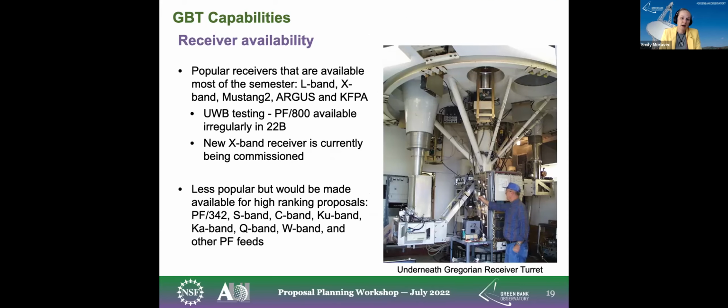So as I was mentioning, there is only a certain number of receivers on the telescope at a time. Most of the most popular receivers are available most of the time. So that's L band, X band, Mustang 2, Argus, and KFPA. And the ultra wideband instrument is still being tested, and the X band receiver is also being currently commissioned, etc. The less popular receivers will be made available, but usually for high-ranking proposals that come through. So those will be made available on a less frequent basis. And here's an image of what it looks like underneath the Gregorian receiver turret.